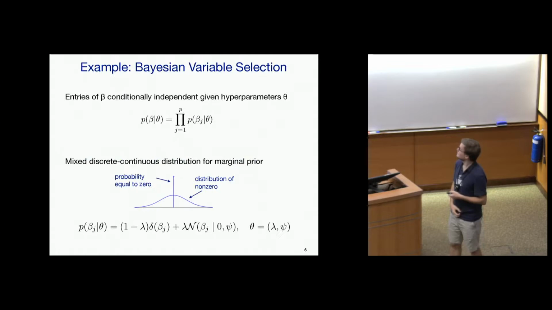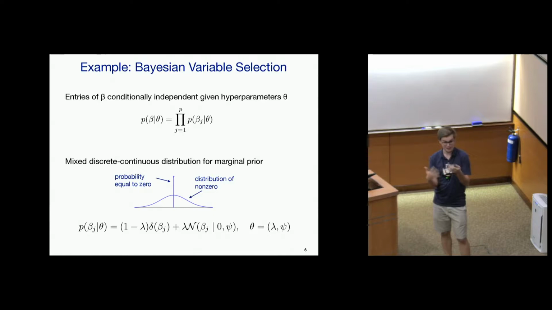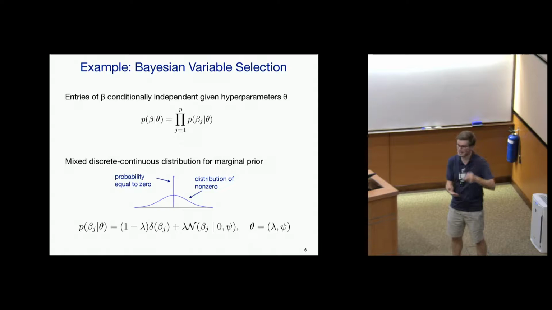So we have this specific linear regression example, but more specifically we'll be looking at Bayesian variable selection. Bayesian variable selection specifies a specific prior on beta, so it specifies a specific beta given theta. As the name implies, it tries to do variable selection in this linear model in a Bayesian fashion. So it tries to find which elements of this beta are actually non-zero.